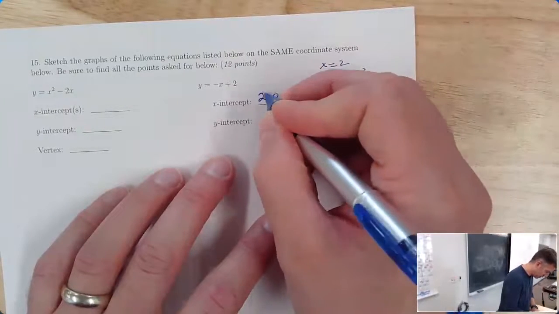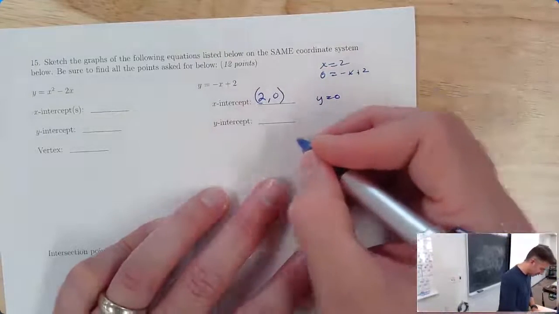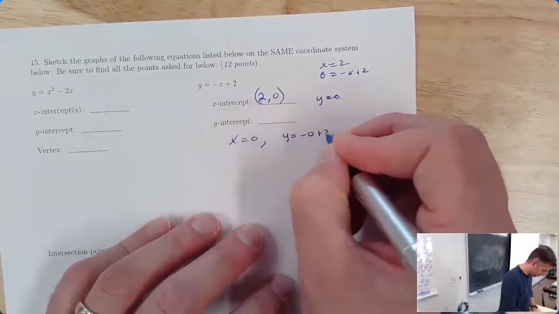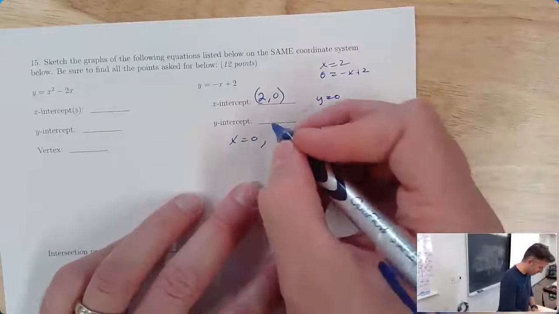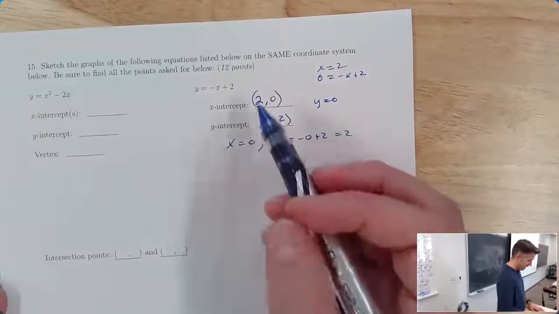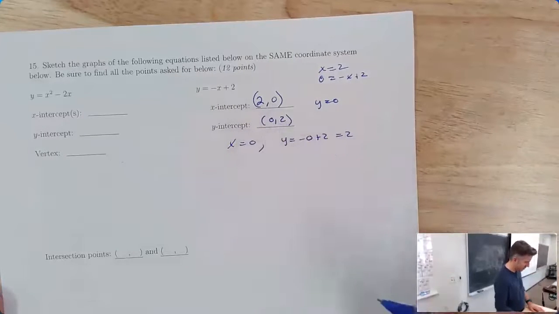So 2 comma 0 is my x-intercept. And then my y-intercept, if I set x equal to 0, I'm going to get y equal to negative 0 plus 2, which is just 2. So my y-intercept is 0 comma 2. For the x-intercepts, you always get the y part being 0. For the y-intercepts, you always get the x part being 0.